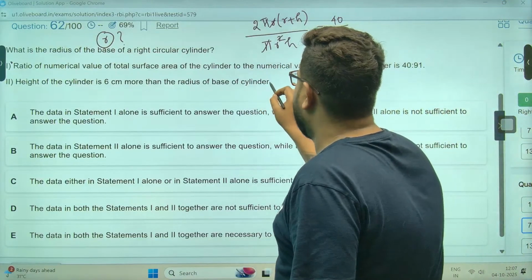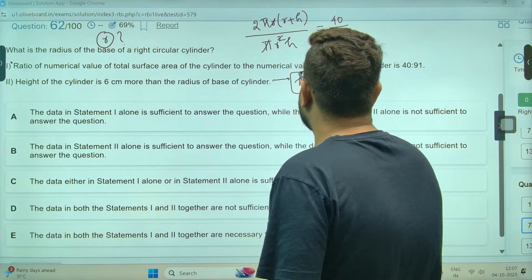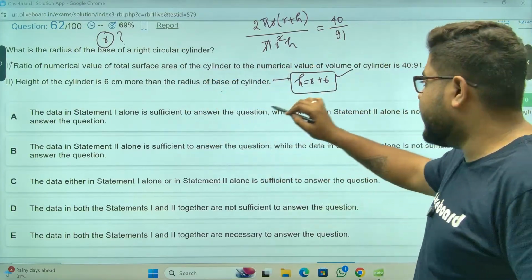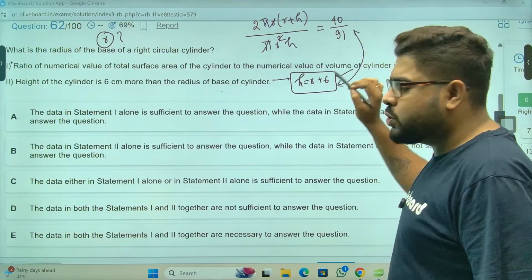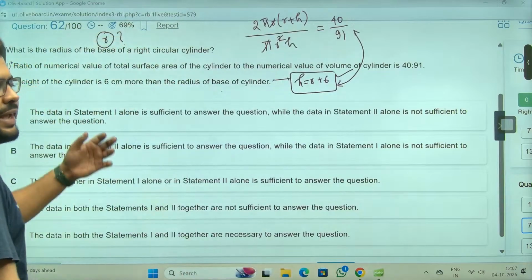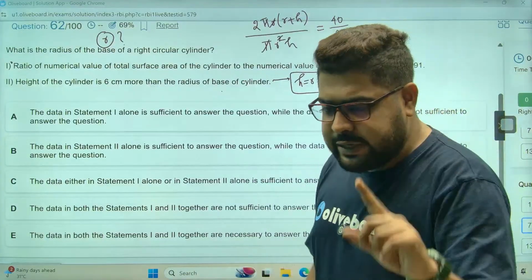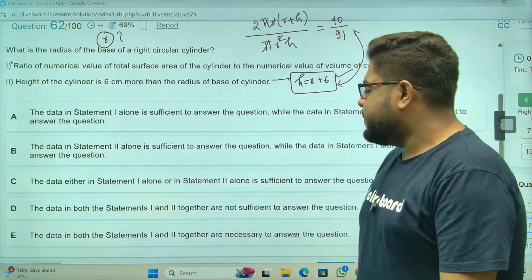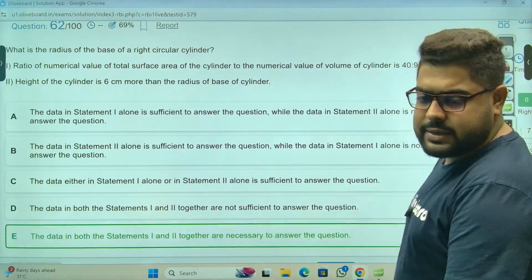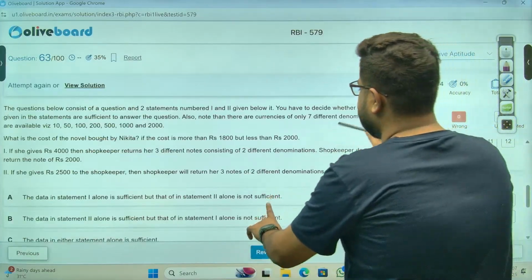Now, second one, sir, height of the cylinder is 6 centimeter more than the base. That's the second equation. Now, can you solve? Sir, second equation also is not sufficient, but again, if you take these two together, then it's sufficient. Why? Two unknown, two equation. So your answer, again, you don't need to solve because data sufficiency, I told you, don't need to solve the entire thing. You just need to figure out whether it can be solved or not. The answer is data in both together are necessary. Option E is the answer. Both if I take, I'll get the answer. That's my answer. Done. Again, it's a very simple one.